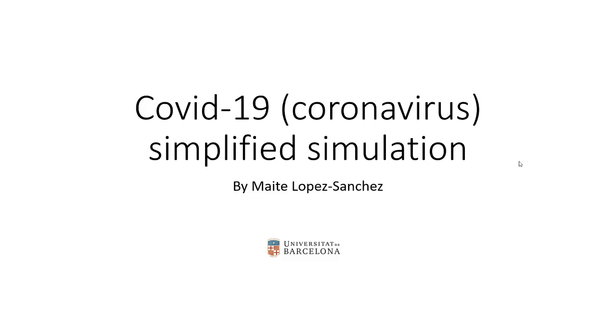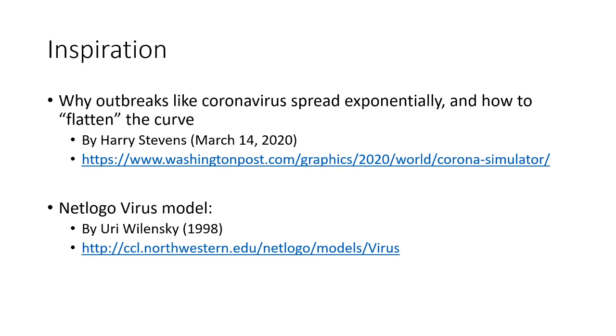Hi, nowadays we are all talking about coronavirus, this COVID-19 virus that is spreading around the world. And I want to talk to you about a simplified simulation that I have done, inspired in the article that Harry Stevens published last March 14 at the Washington Post. He was analyzing how coronavirus spread exponentially.